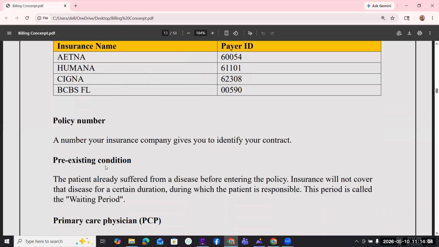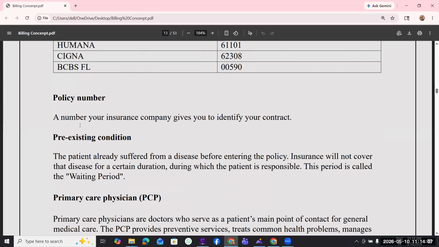Policy number. The next point is the policy number. When you are doing the RCM part, you must be aware of the policy number, a number your insurance company gives you to identify your contract or pay insurance.